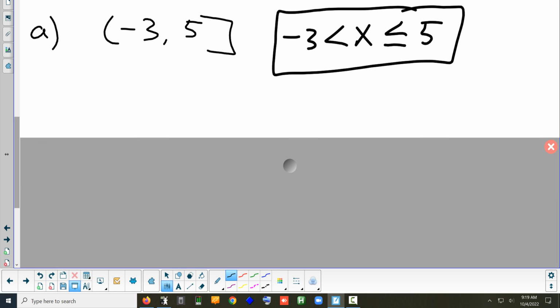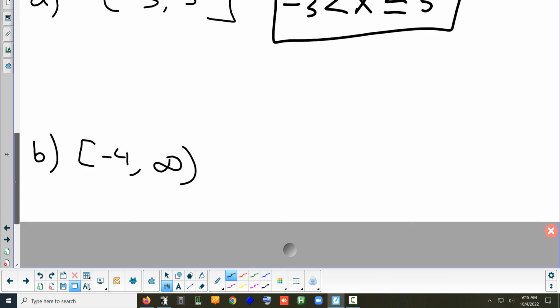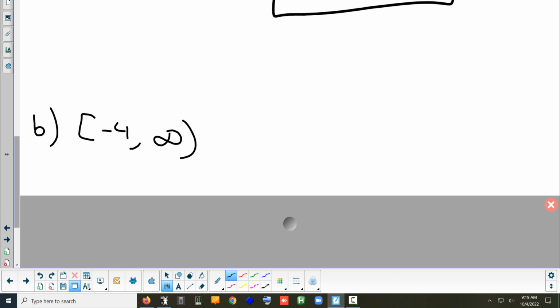All right. And what kind of interval is this? Bounded or unbounded? Bounded, because it doesn't have infinity in it. Is it open, closed, or half open? Half open. Half open on the left. How about this one? Bounded or unbounded? Unbounded.